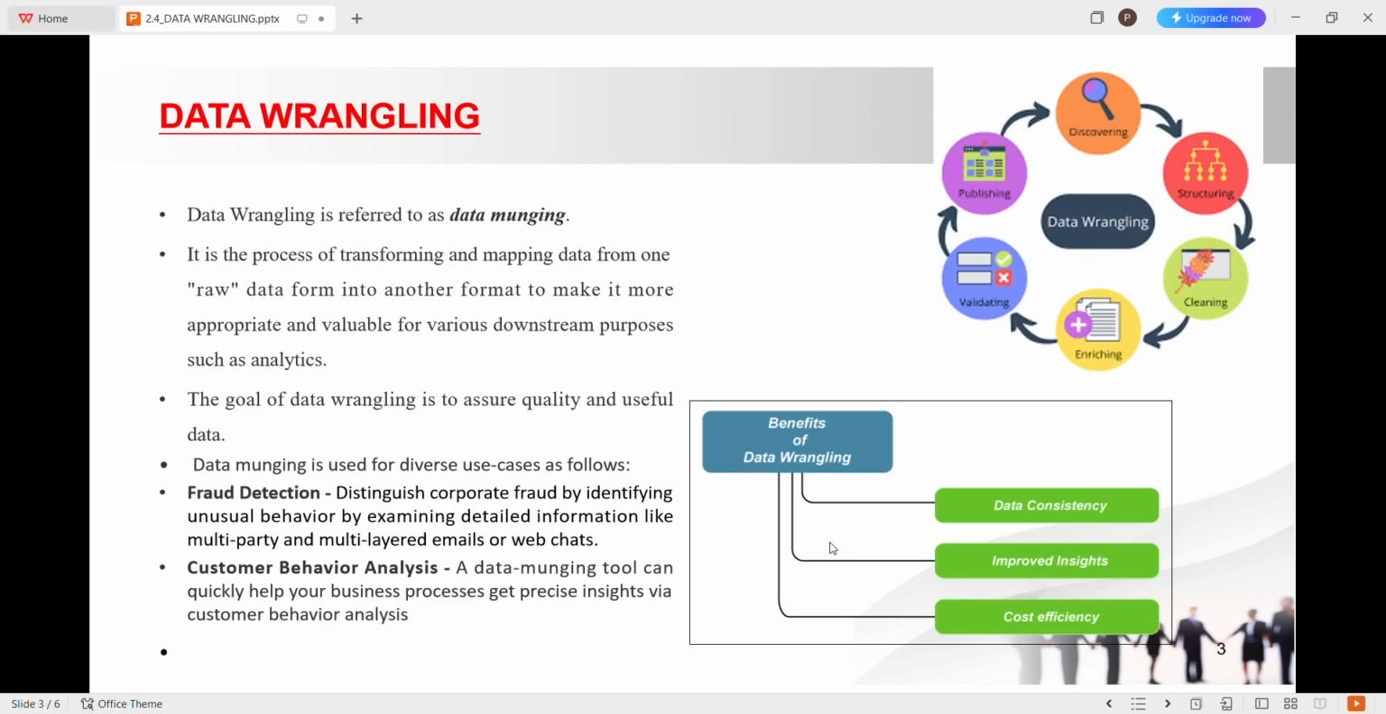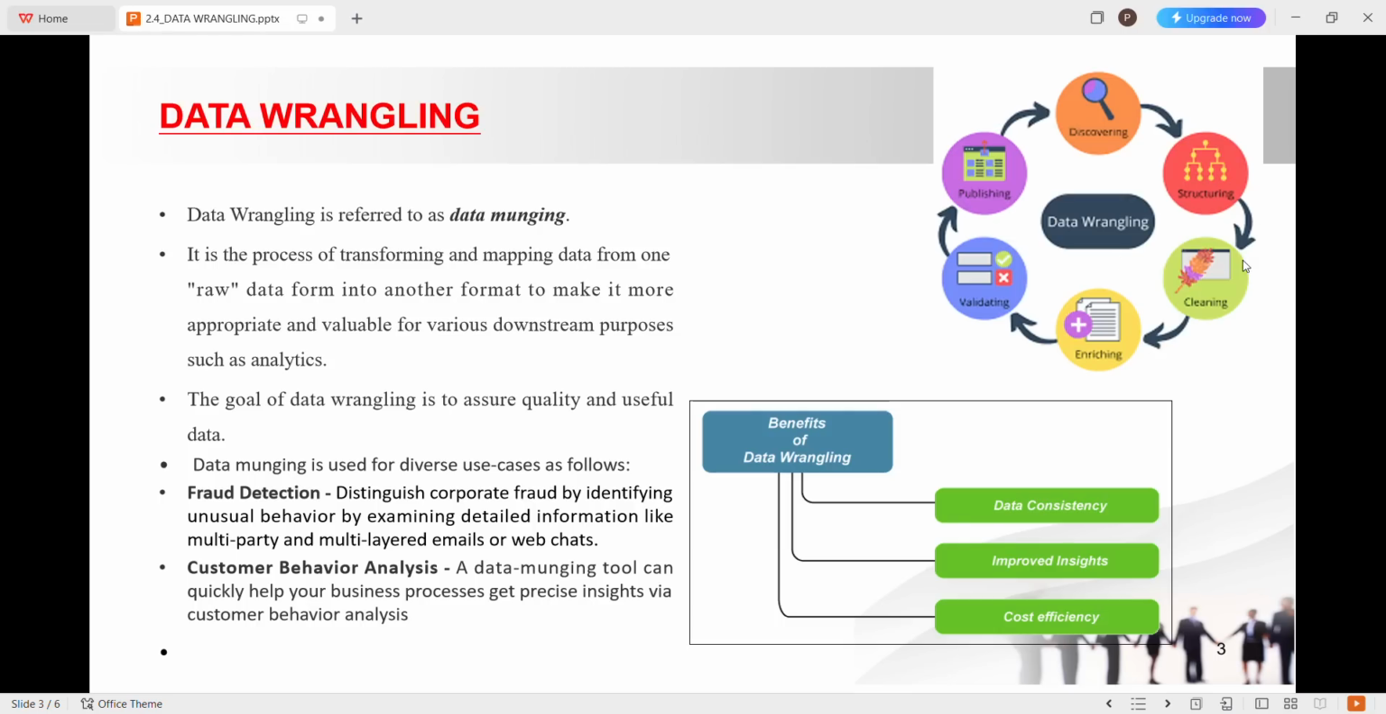So, what is data wrangling? Data wrangling is also referred to as data munging, and it is nothing but a process of transforming and mapping the data which is in raw form to a usable format, so that we can use it for our analytics. The main aim of data wrangling is to assure quality data to the customers.